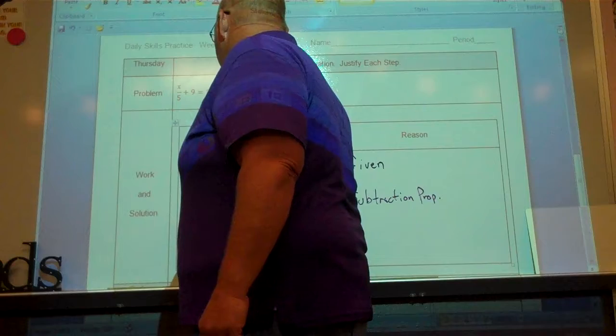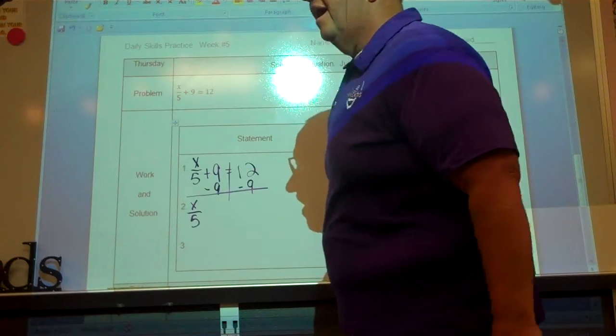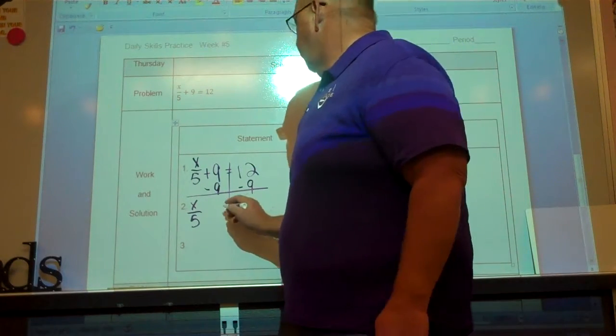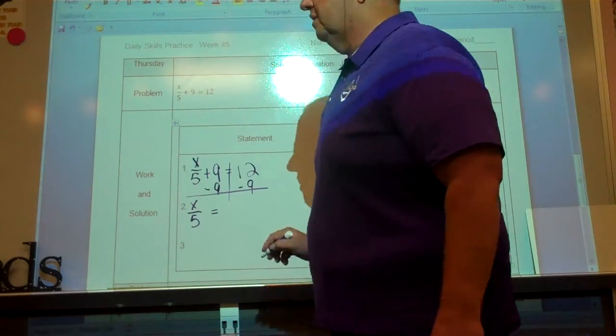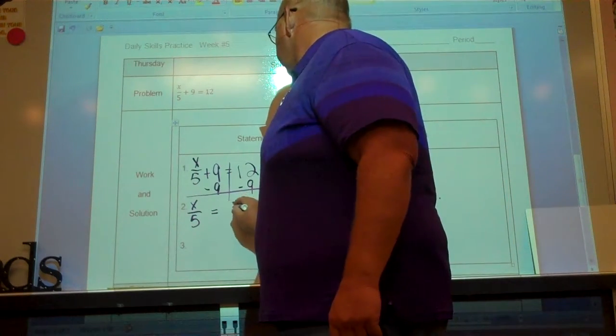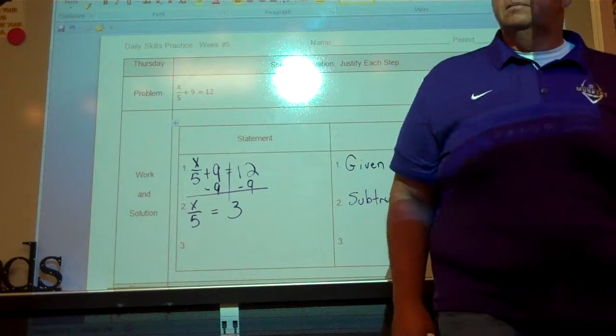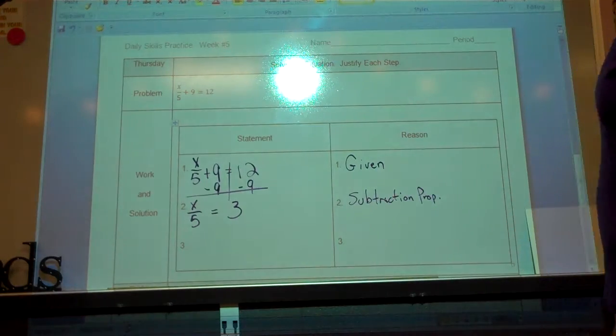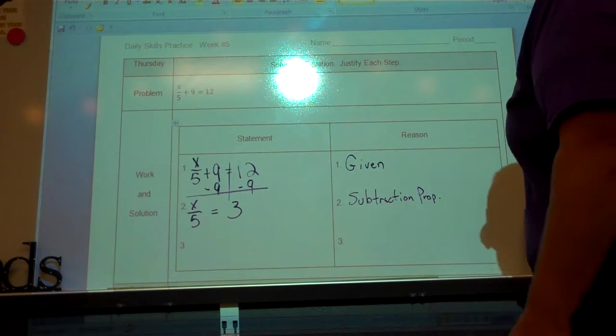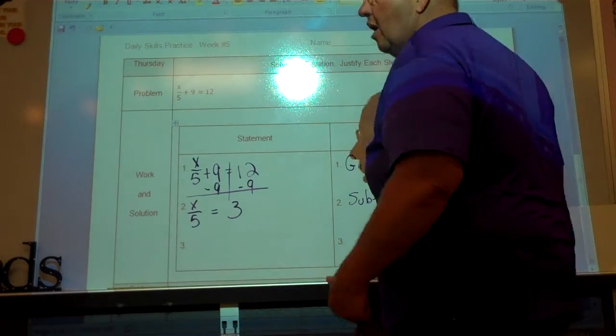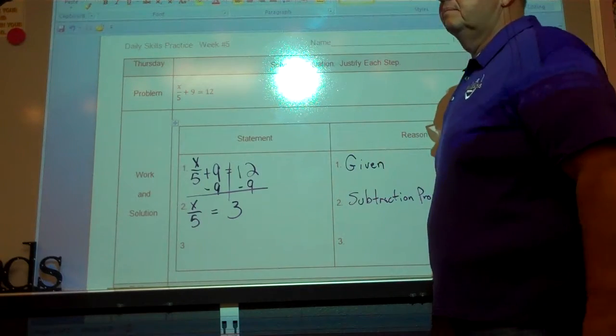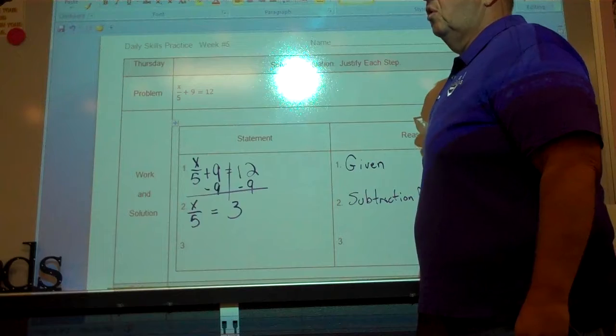So once we do that, what are we left with? X over 5, right? The 9's cancel out, equals what? What's 12 minus 9? 3. Okay, so after the subtraction property, we're left with x over 5 equals 3. Now, what's the next step, the final step, before we solve?